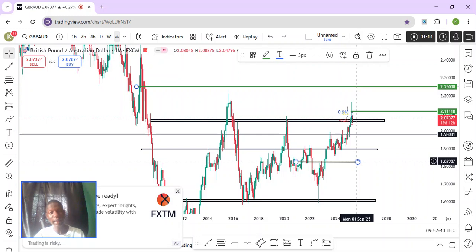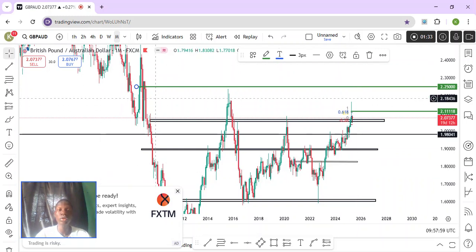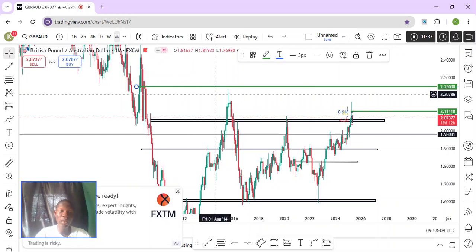So the essence of me coming to the monthly time frame is to give you guys the bigger potential target for GBPAUD. And in this case, all I can see is 2.2500, because there is more or less a sort of demand level there that the market has to fulfill.